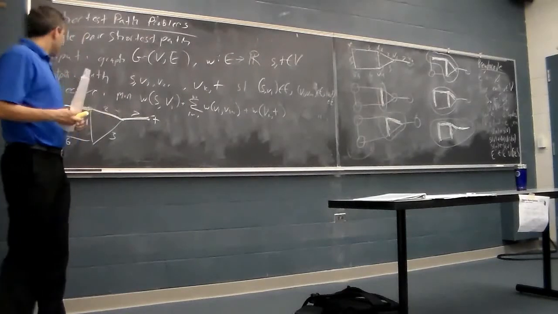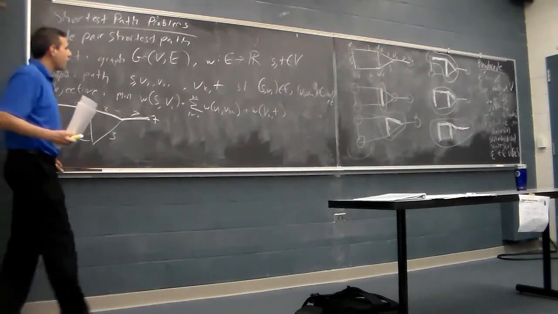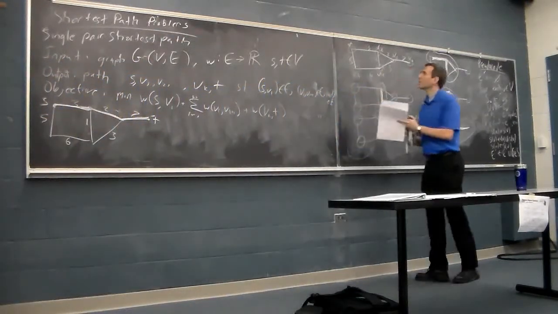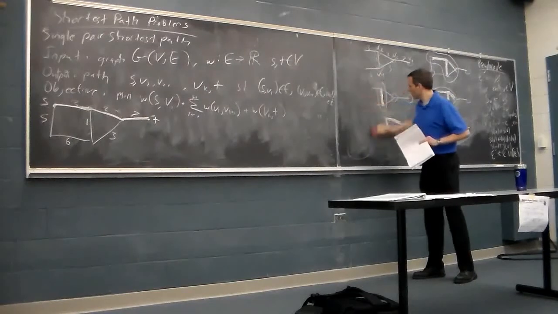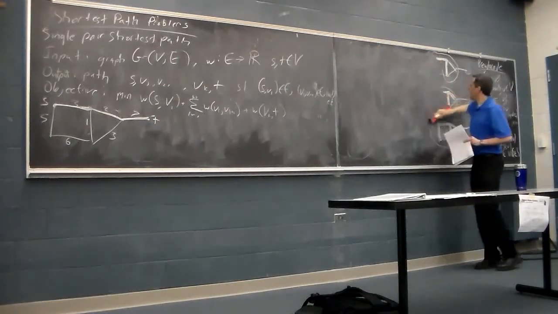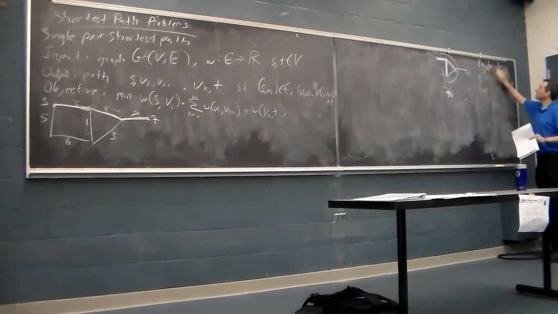All right, so this is a problem that you actually usually solve by solving a slightly harder version of the problem. So I'll just introduce the harder version now. And the harder version is what's known as a single source shortest path problem.